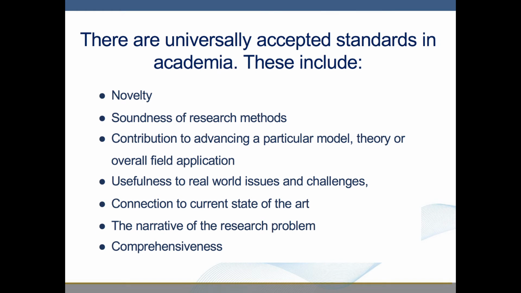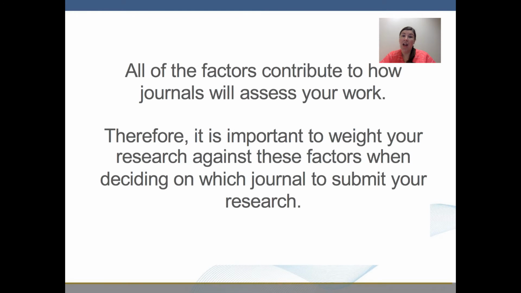Generally, these include novelty, soundness of research methods, contribution to advancing a particular model, theory, or the overall field, application and usefulness to real-world issues and challenges, connection to current state of the art, the narrative of the research problem, and comprehensiveness. All of the factors contribute to how the journal will assess your work. Therefore, it is important to weigh your research against these factors when deciding on which journal to submit your research.